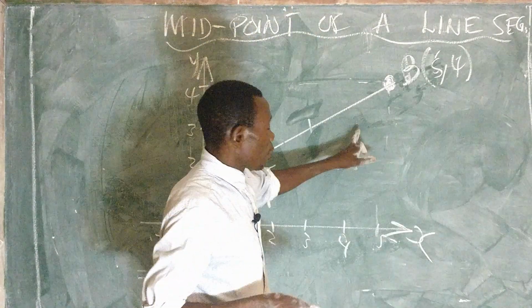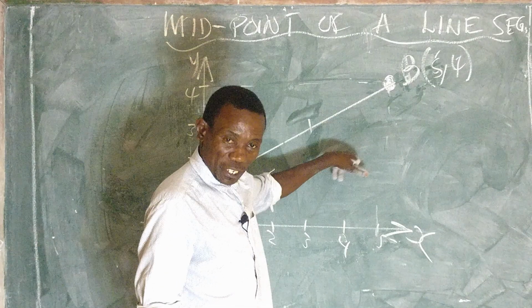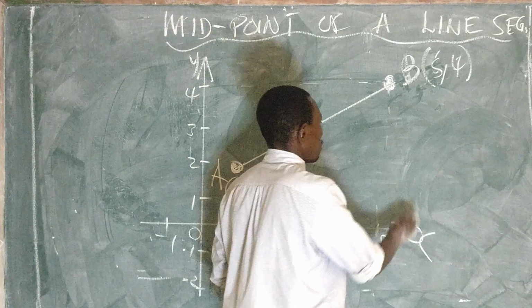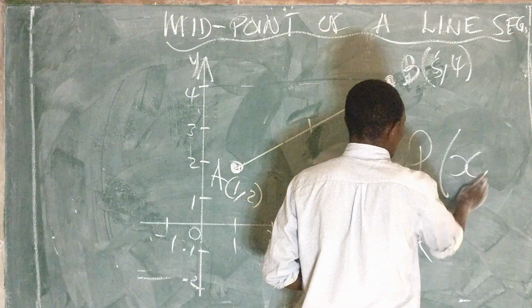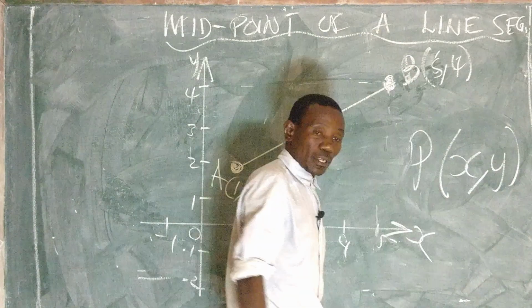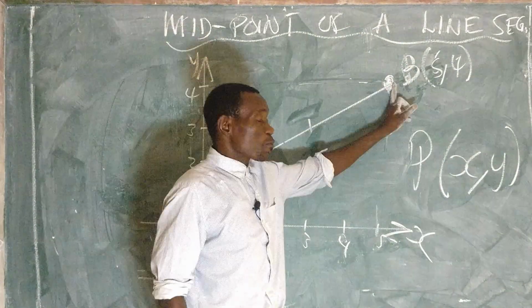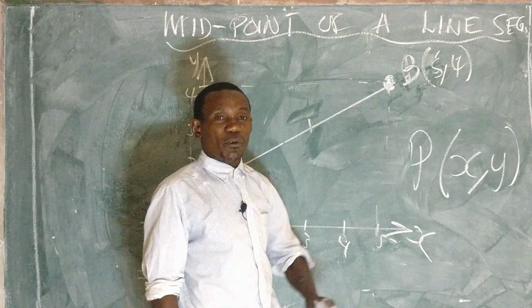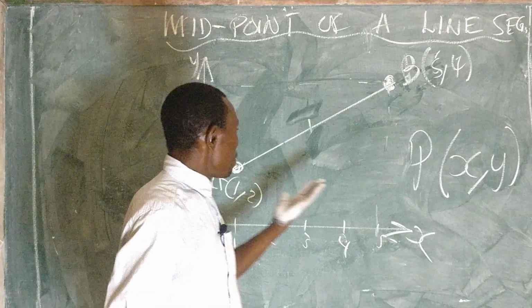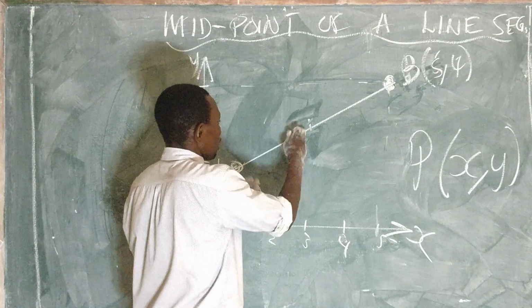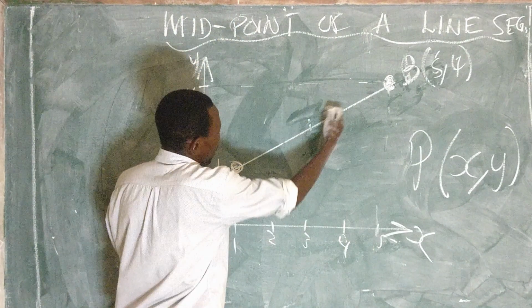The moment you talk about a point being the midpoint, then that point should always have what? Value of x and y. So just like this line is made up of several points, there's one point that is right at the middle, and maybe just approximately here you can tell that the midpoint of this line should be somewhere here.